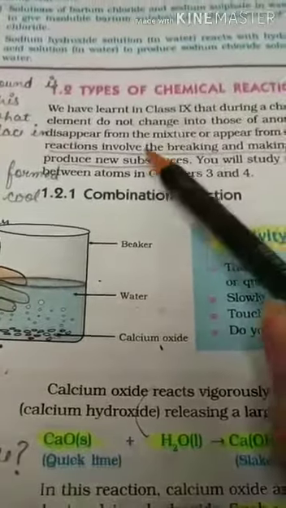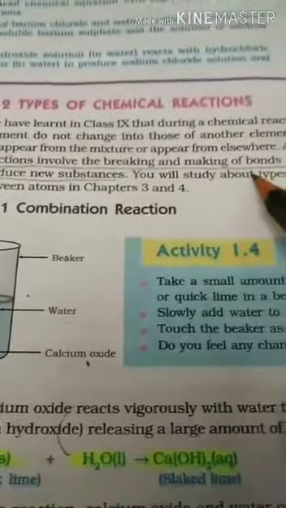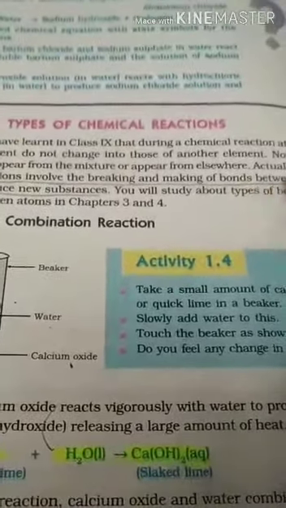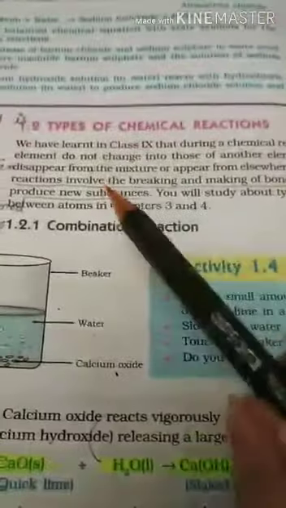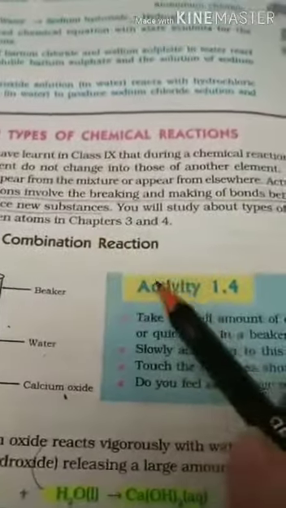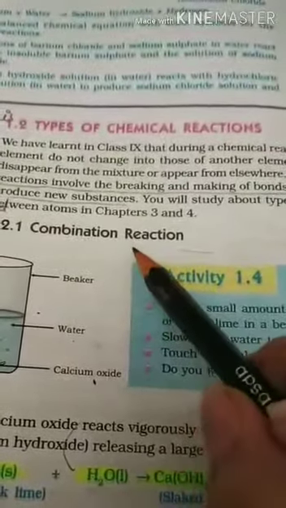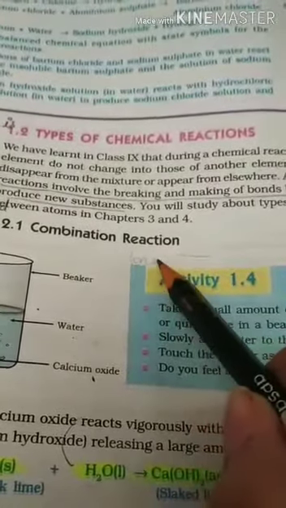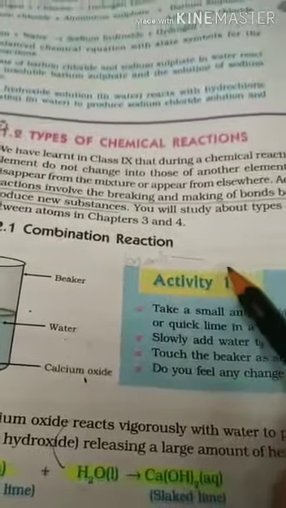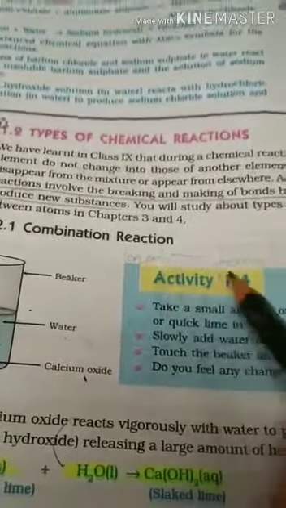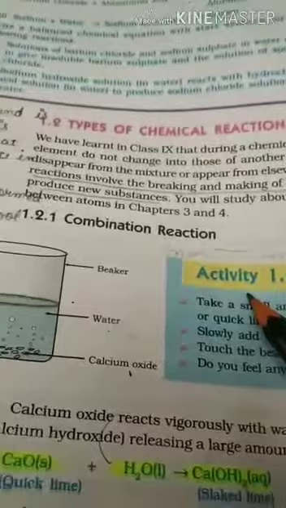A chemical reaction involves the breaking and making of bonds between atoms, which produces new substances. That means when a reaction occurs, the old bonds break and new bonds are formed. So this type of reaction is known as a chemical reaction.